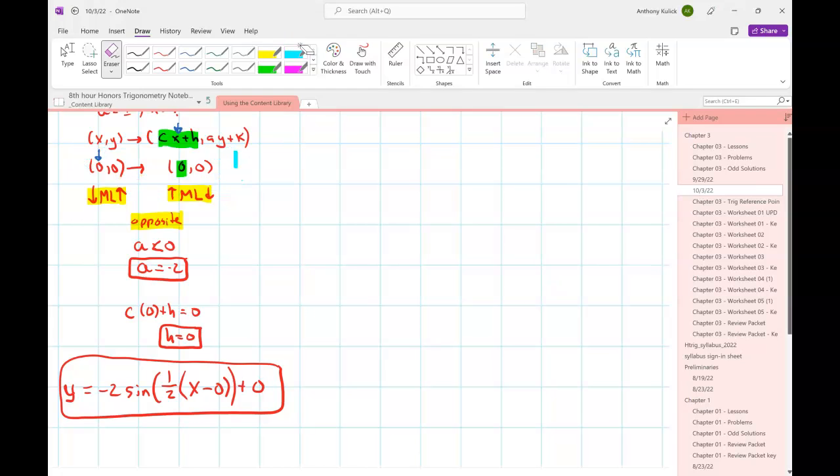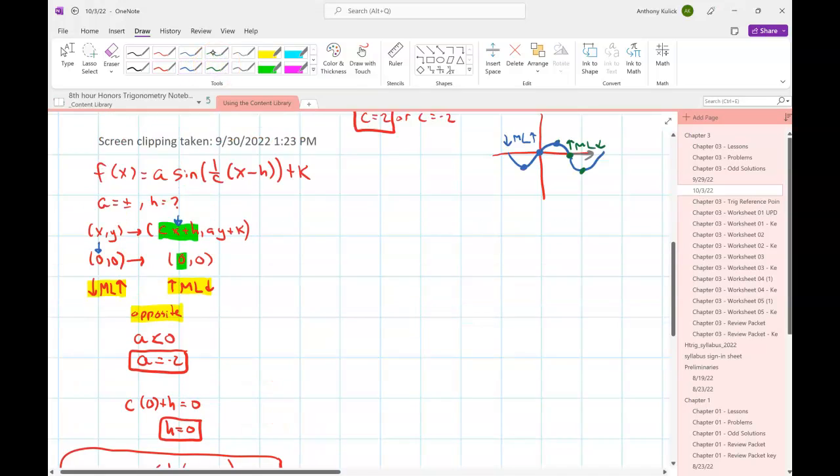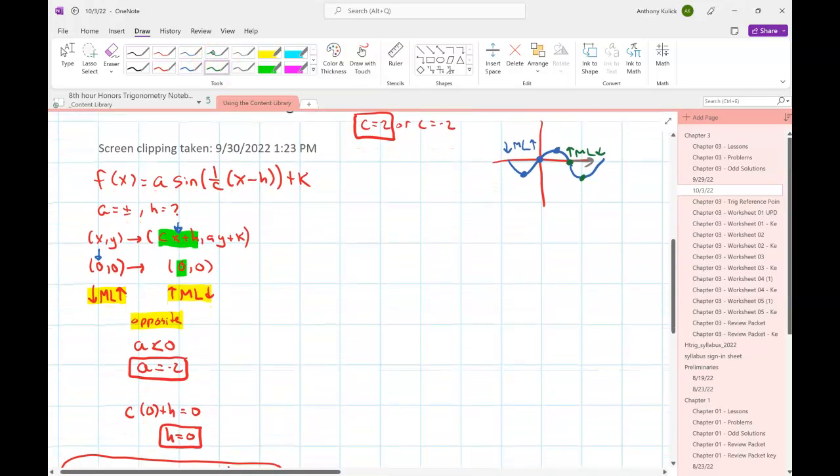I would encourage you always to try to do it the easiest way possible, which means if you can pick something where there's a 0 in the x coordinate, that's the best choice. All right, let's do the cosine version.